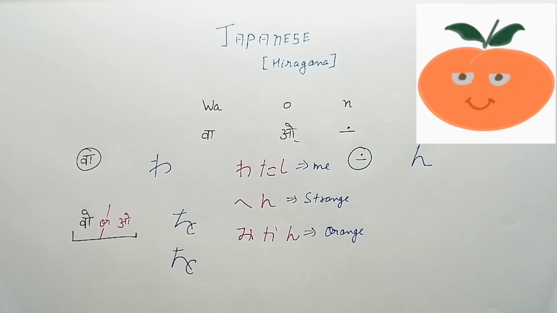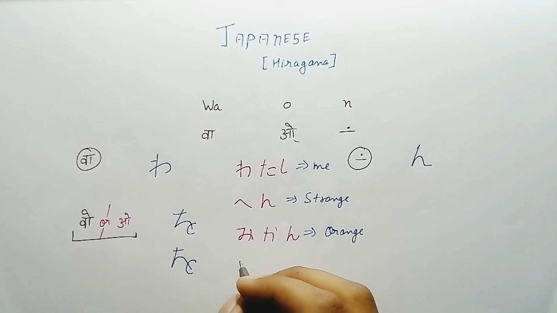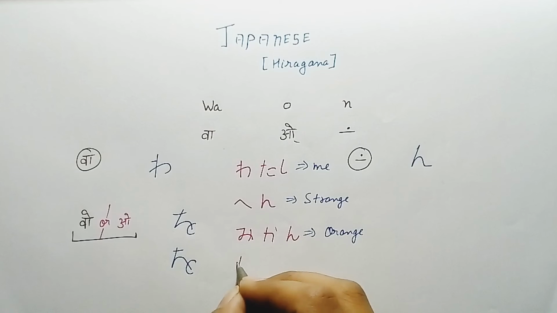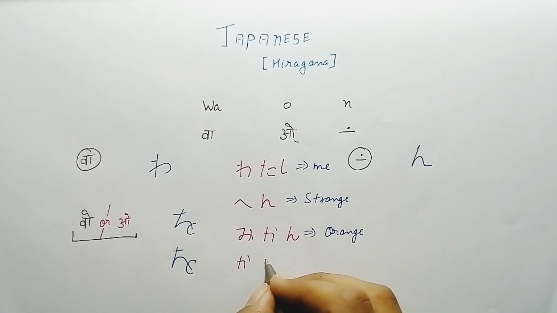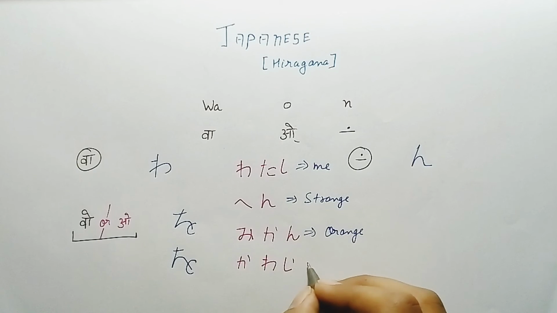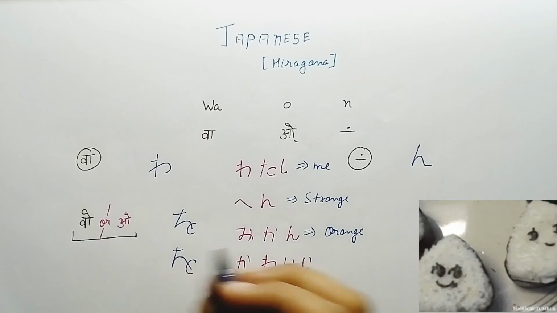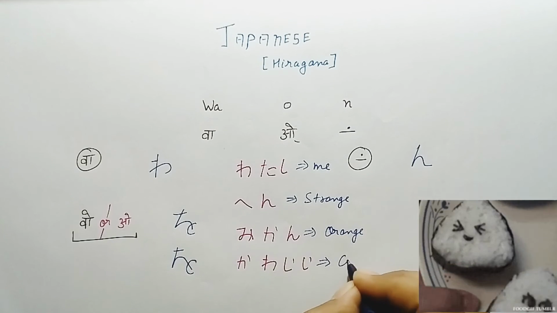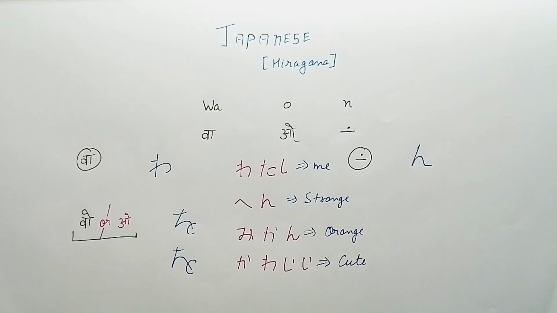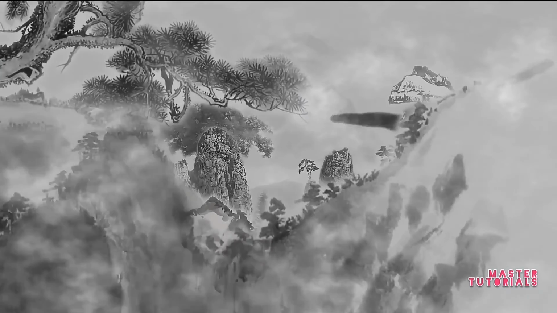So our next word, let's see, cute. So how will I write cute? Ka, wa, e. So this is for all now. Thank you for watching.